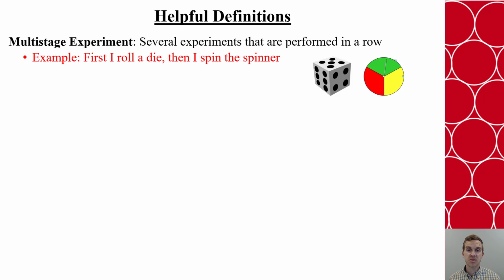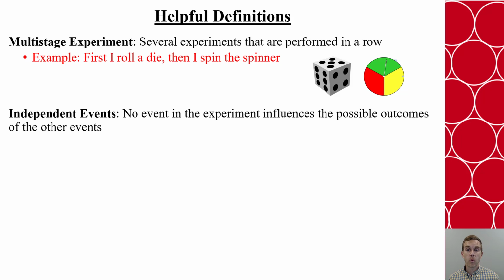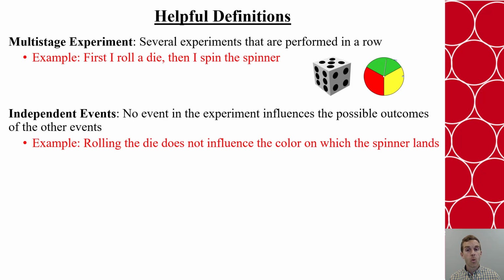be a multi-stage experiment. Now, within these multi-stage experiments, it's important to recognize whether the events are independent or dependent. An independent event is where no event in the experiment influences the possible outcomes of the other event. For example, when I roll the die, that does not change the color in which a spinner lands. So spinning the spinner and rolling the die are independent of one another. So that would be an independent experiment.